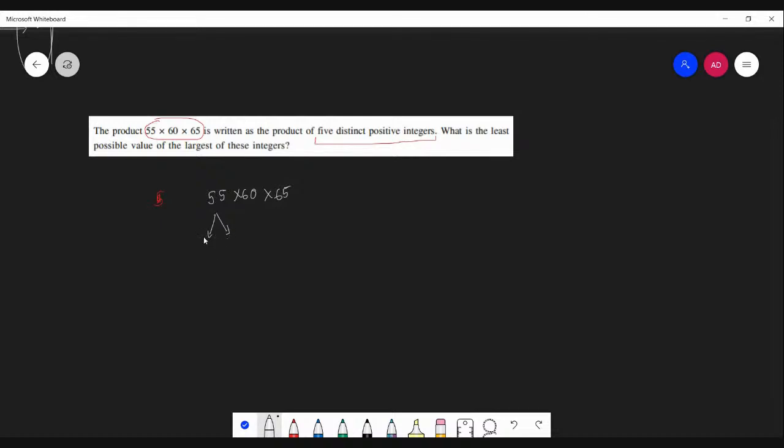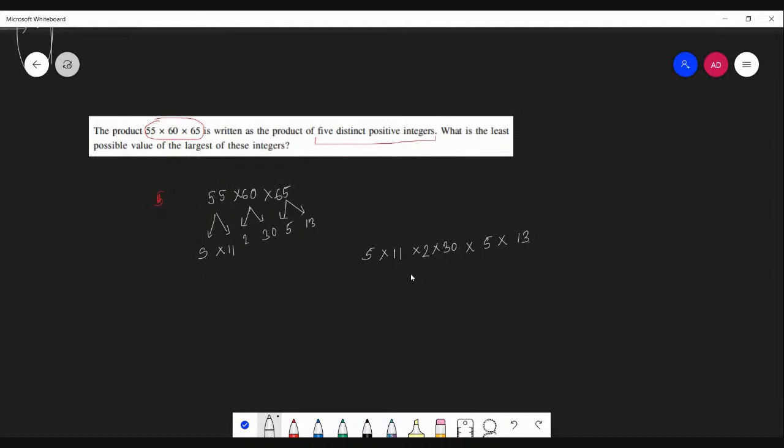If I make the factorization, 5 into 11, a lot of factorizations can be done, but one factor can be 2 into 30, and another factor I am trying to break into the largest factor, and it is actually 5 into 13. But the problem is, here I get 6 factors. So obviously this is not allowed: 5 into 11 into 2 into 30 and 5 into 13. Obviously this is not allowed at all. So I will try to merge some factors.